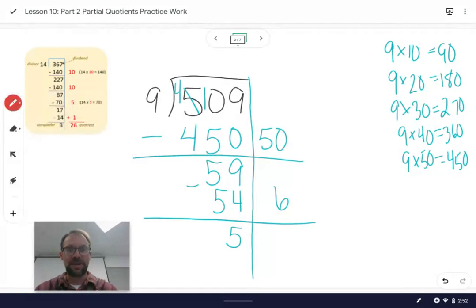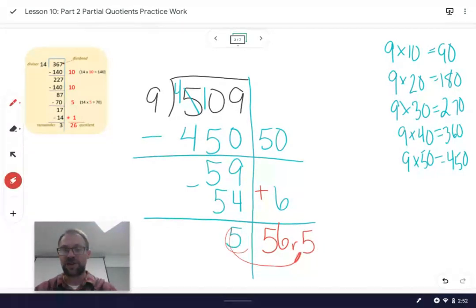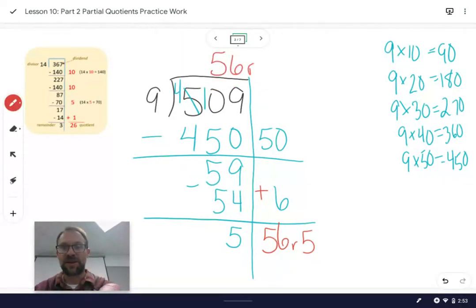Let's do that in red like we did yesterday. 50 plus 6 is 56. And then my remainder is 5. I took that remainder there, and I just moved it over here. And now I'm going to take this entire quotient, and I'm going to slide it up to my answer line and circle it for Mr. Duranis. So I'm going to write 56, remainder 5.